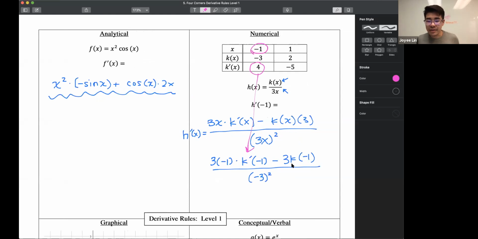And then we have K of -1. K of -1 is -3. So that goes in right there. All right, so then if you can show that you did the substitution, -3 times 4 minus 3 times -3 all over 9, right? That would get you full credit.